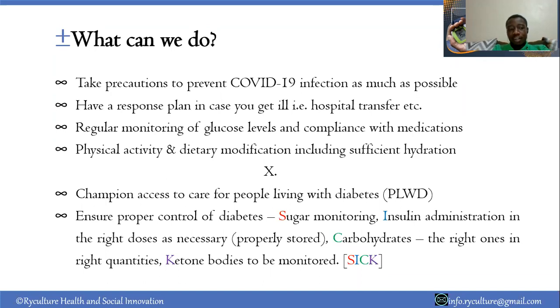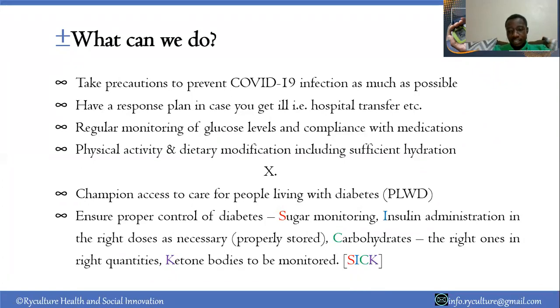Then the next phase, after we've advocated for all that, for the people who are suffering from diabetes, people you are in contact with who have diabetes, whether you are a doctor, a relative, and all that, we have to ensure they have proper control of diabetes. And there is the sick rule. In terms of sick rule, there is sugar control, that is monitoring of their sugar levels every other time. You need a glucometer for that. Insulin administration in the right doses as necessary. And other than insulin only, we have other anti-diabetic drugs that need to be taken. That is in terms of compliance. Insulin should also be properly stored. That is another critical component.